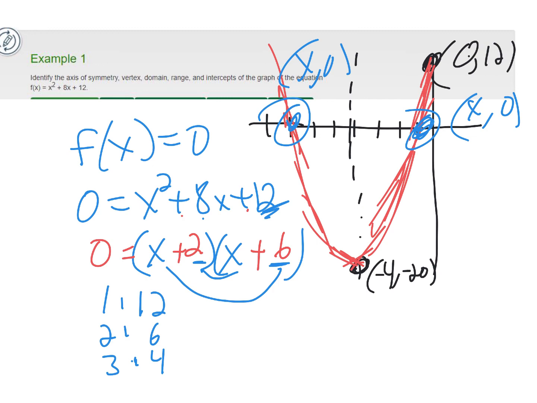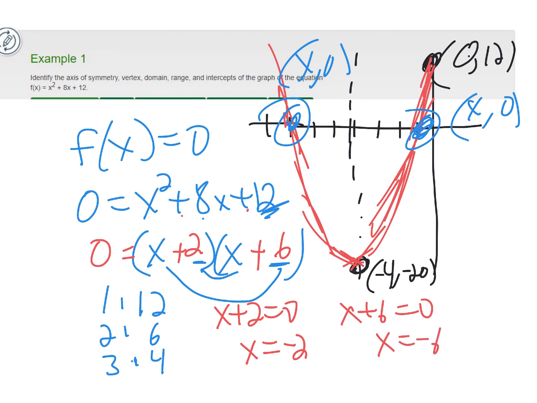And then we're going to use the zero product property that says, where does x plus 2 equal 0? Well, subtract 2 from both sides. x equals negative 2. Where does x plus 6 equal 0? So subtract 6, x equals negative 6. So my x-intercepts are negative 6, 0, and negative 2, 0. And as you can see, my scale is certainly off in this graph. But that's where it would be. And it makes sense that those are both negative looking at my graph.